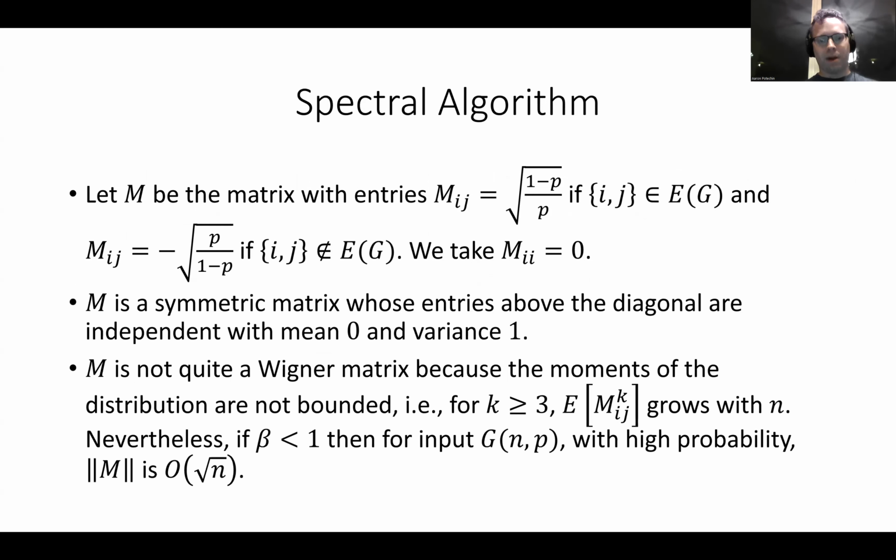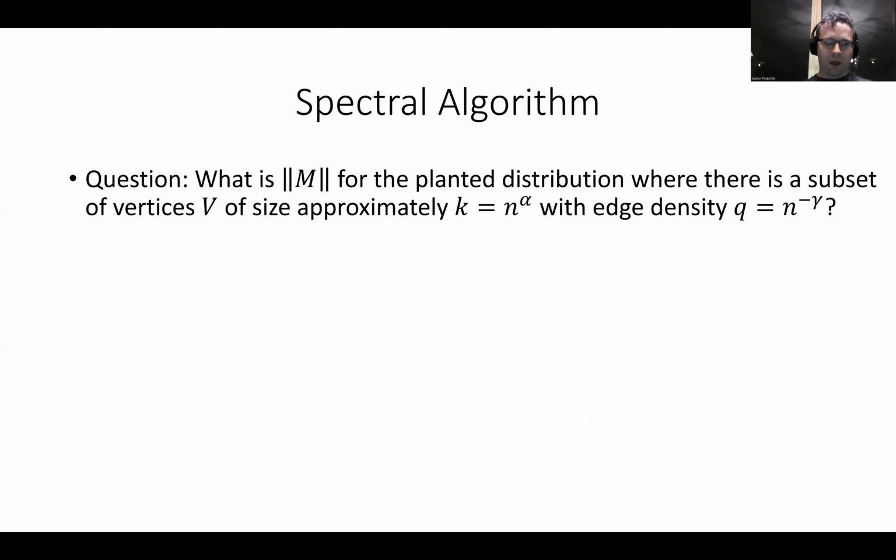M is not quite a Wigner matrix because the moments of the distribution are not bounded, i.e. for k greater than or equal to 3, the expected value of Mij to the kth power grows with n. Nevertheless, if beta is less than 1, then for input G(n,p), with high probability, the norm of M is O of the square root of n.